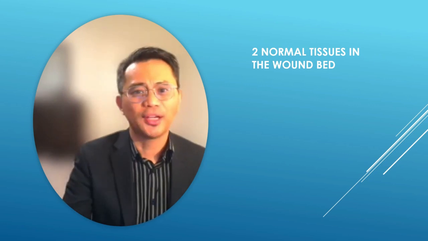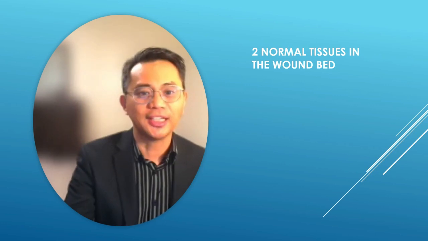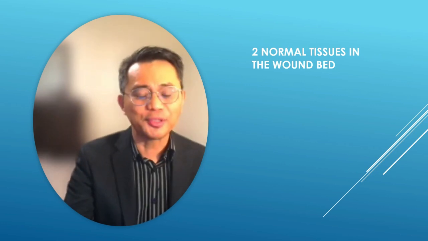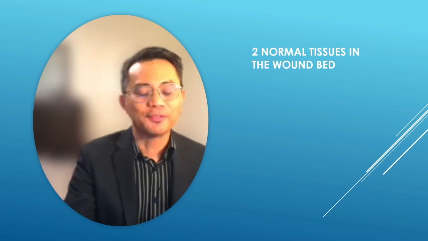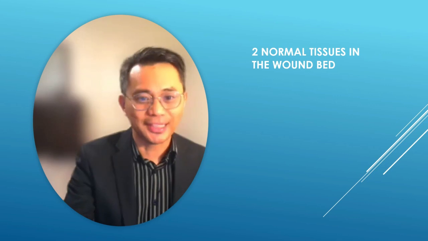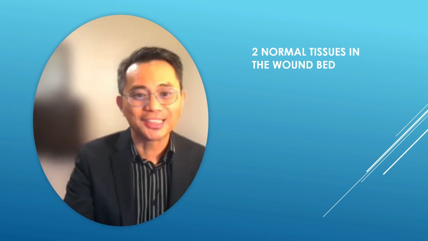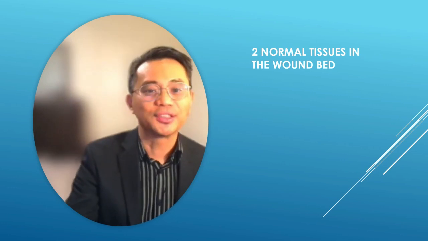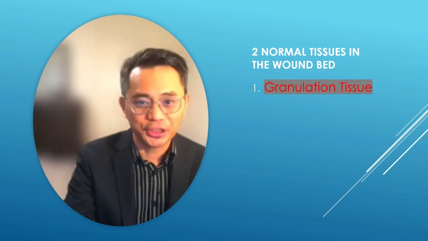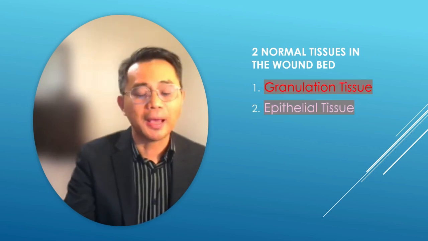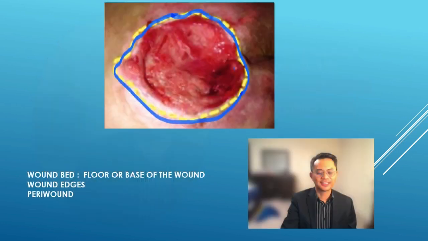Okay, so what are the two normal tissues that you should see in the wound base? Because if you see them, you should be happy because you know that the process of closure has begun. But if you don't see them, you should try every means. Your management has to be directed at growing these two important tissues necessary for wound closure. So what are these? First is the granulation tissue. The second one is the epithelial tissue, and we're going to talk about them one by one.